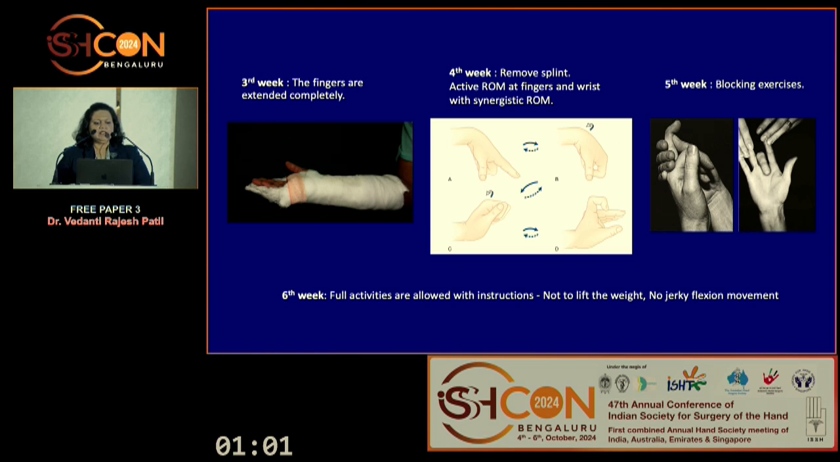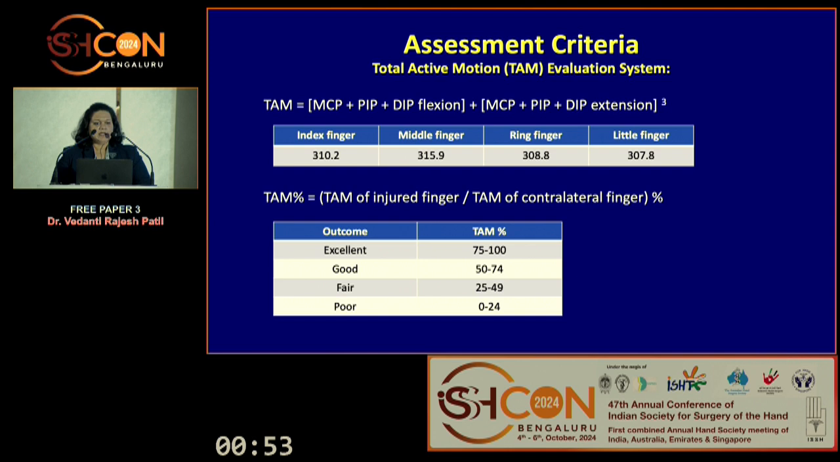Second week, the fingers are extended further to 45 degrees at the MCP joints. Third week, the fingers are extended completely. Fourth week, we remove the splint. And in the fifth week, we start the blocking exercises. Our assessment criteria, as I mentioned, was a TAM protocol based on the normative data that has been published in the IJPS journal. And the TAM percentage had to be calculated based on the contralateral finger.